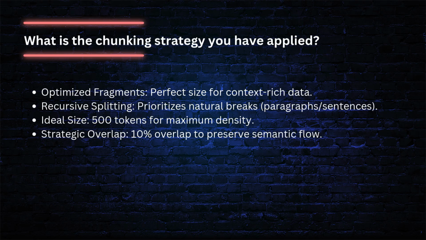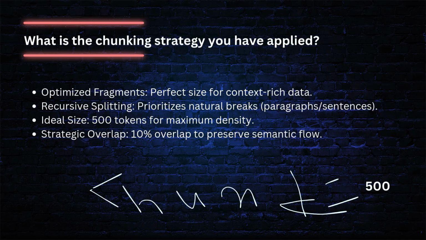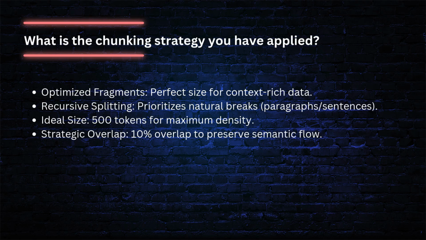A smart chunking strategy ensures your LLM receives perfectly sized, context rich fragments of data without cutting off mid sentence or diluting key information. Use a recursive splitter that prioritizes natural boundaries like paragraphs and sentences before falling back to words or characters. And keeping the target size around 500 is a good choice, as this keeps the information dense enough to retain core concepts but small enough to prevent irrelevant data from cluttering the LLM's context window.